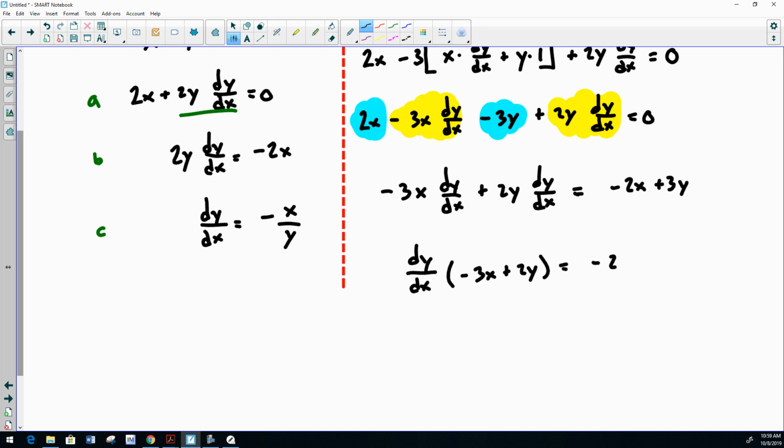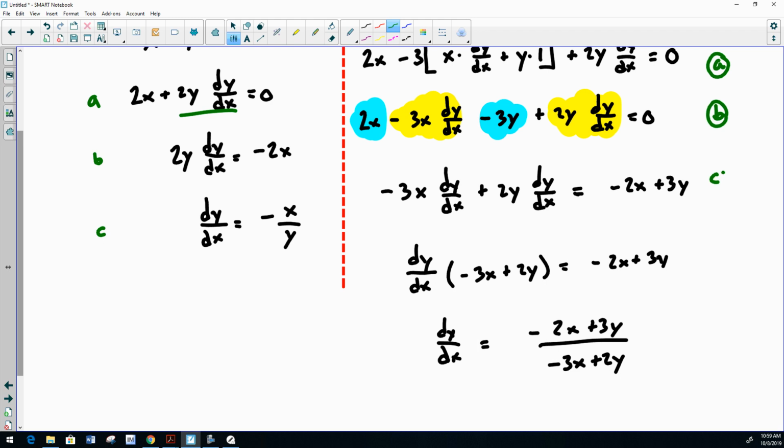How about questions on A through E up here? Yeah. Because the blues do not have a dy dx, and my goal is to get dy dx by itself, so that's the first step, yeah.